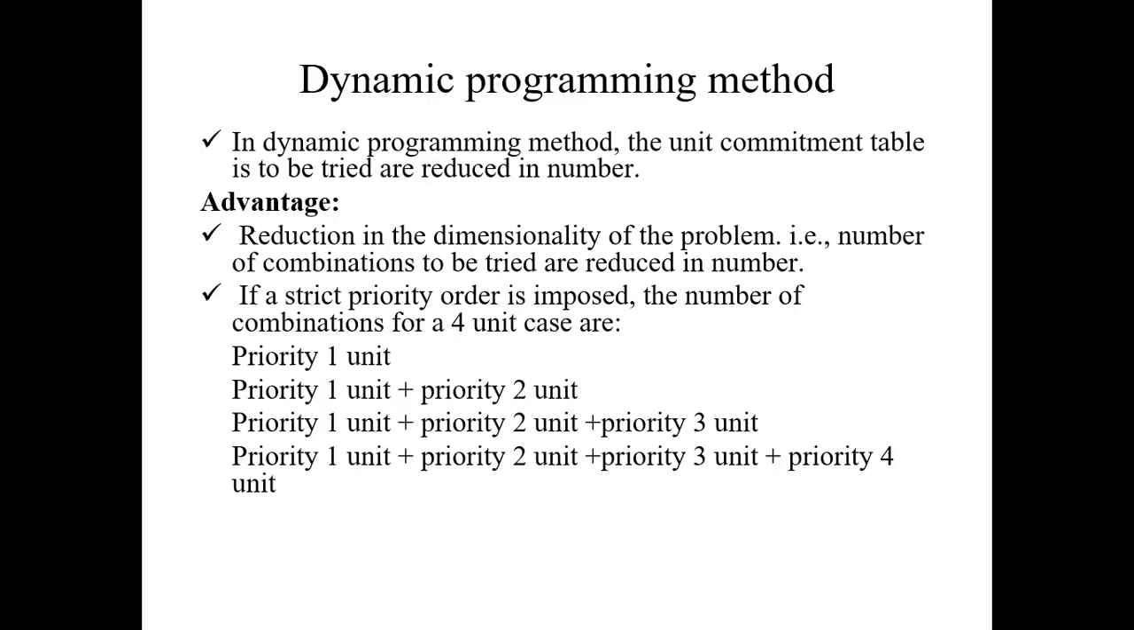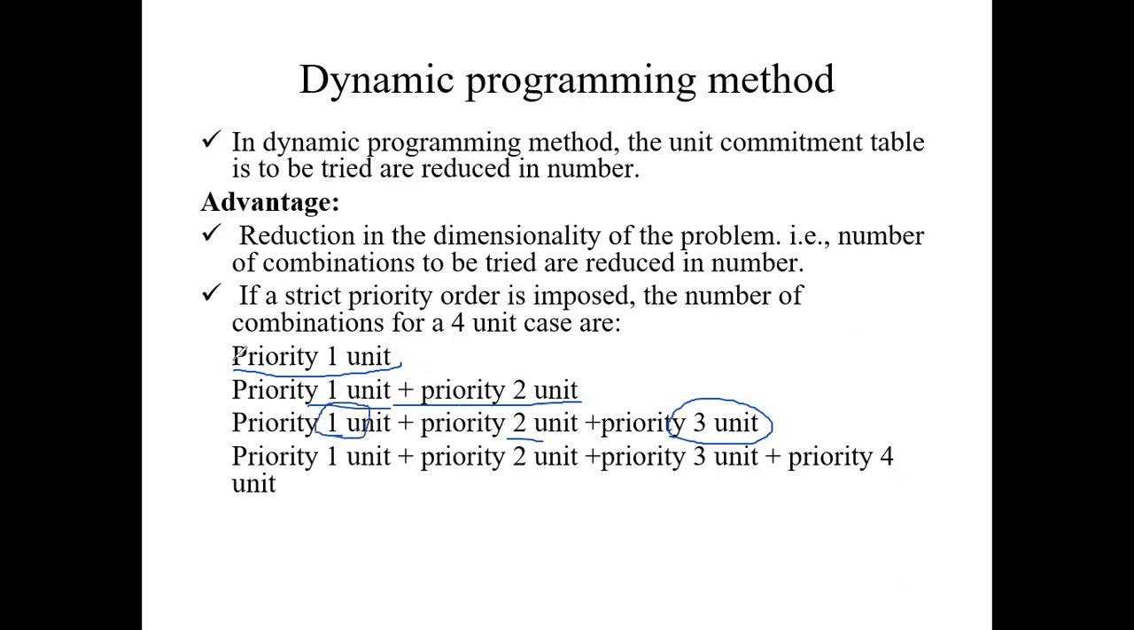While coming to the dynamic programming method, the unit commitment table should be tried in a reduced manner. If the number of priority is one, one unit is added at stage one, and going to the next stage it will be incremented up to the second unit. If the system is followed with one unit, this one unit has to be incremented by the second unit across the second stage. While going for the third stage, the priority one unit and priority two unit have to be incremented with the third priority unit.